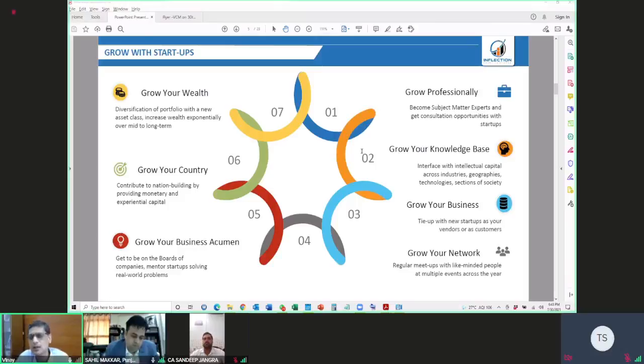And last but not the least, wealth is another important aspect that you can grow. And we'll talk through this aspect a little bit in more detail as to how people can grow their wealth by working with the startups. Zomato, Paytm, Ola are the examples that Raghu sir took. There are many more that happen along these lines.